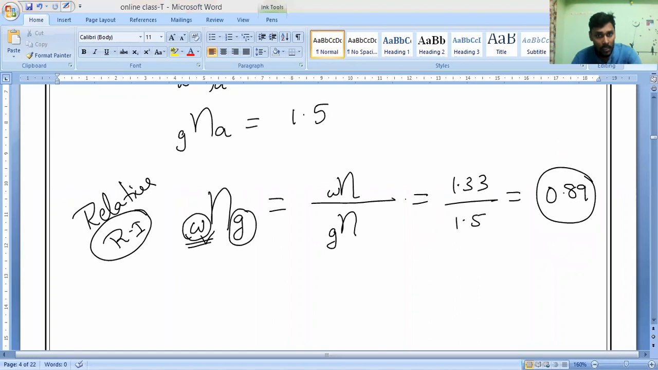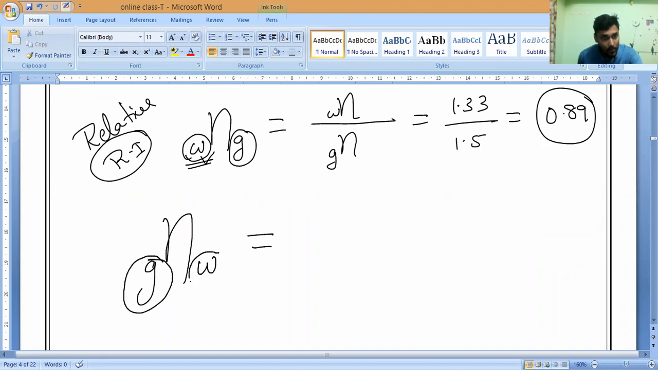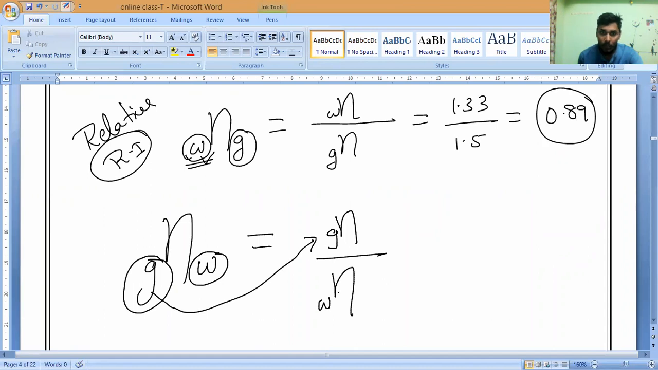Now, for example, refractive index of glass with respect to water. What will come here, guys? They are asking refractive index of glass with respect to water. So it is the refractive index of glass divided by the refractive index of water. Directly it will come: 1.5 divided by 1.33. That's all.